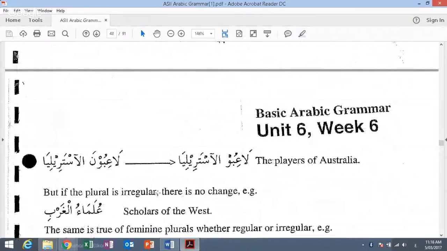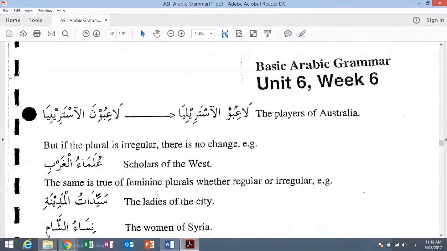And go to the next page. Here, jama, la'ibuna, la'ibuna. So la'ibu nal Australia, can't say it. You are going to ascribe la'ibuna to al-Australia. What will happen? This noon will be dropped. So la'ibul Australia. Got it? So noon will be dropped.